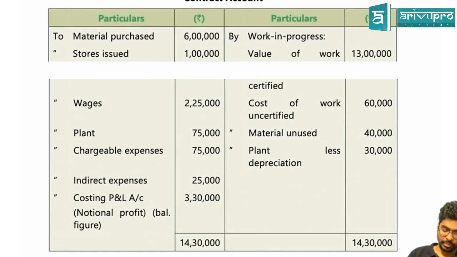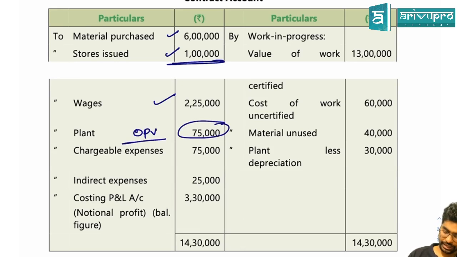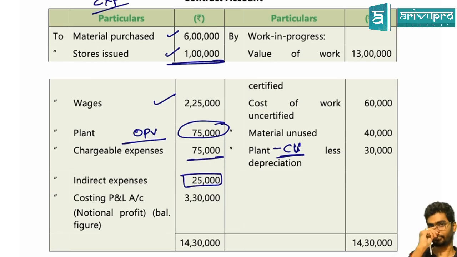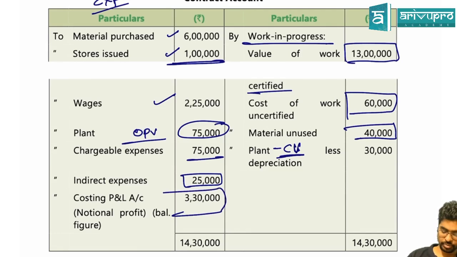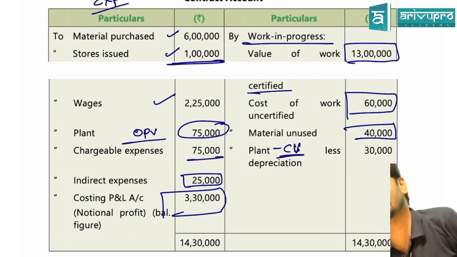So now see here, materials purchased 6 lakhs, material issued, that means these are my raw materials, wages, plant. What did I tell you? I'll write the opening value here, here I'll write the closing value, done. Chargeable expense, so all my expenses are going to come on the debit side. On the credit side, work in progress, work certified, then work uncertified, and the raw materials. The balance will become my profit. Are you guys clear? 8 marks in the exam if you get this right. Easy 8 marks.